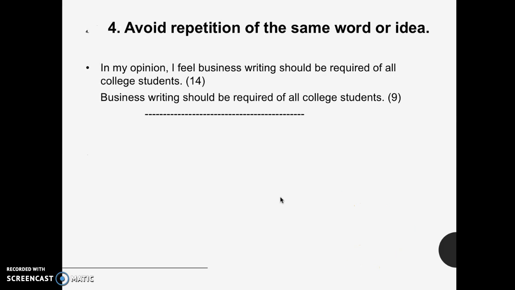Number 4 is avoiding repetition of the same word or idea. And so in this first example, it says, in my opinion, I feel. We can get rid of all of those words, because in my opinion and I feel are the same thing. They're also, if you reference the previous slide, extra words that aren't necessary, kind of like I believe or I think. And so to just start the sentence with business writing should be required of all college students is the best option for that sentence.